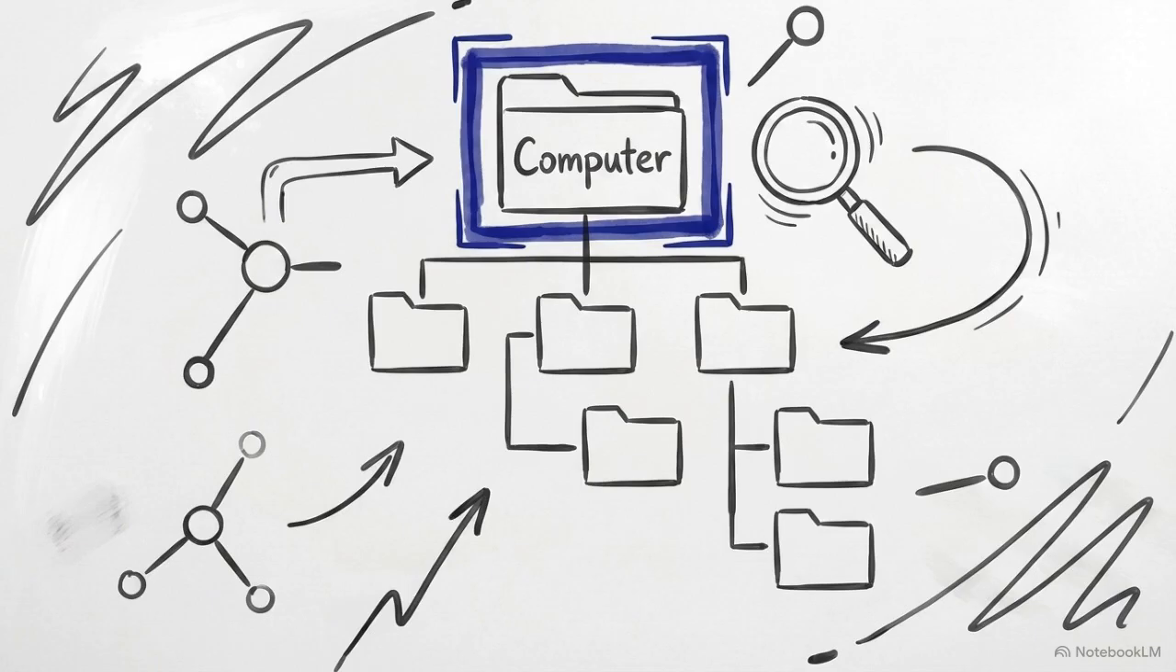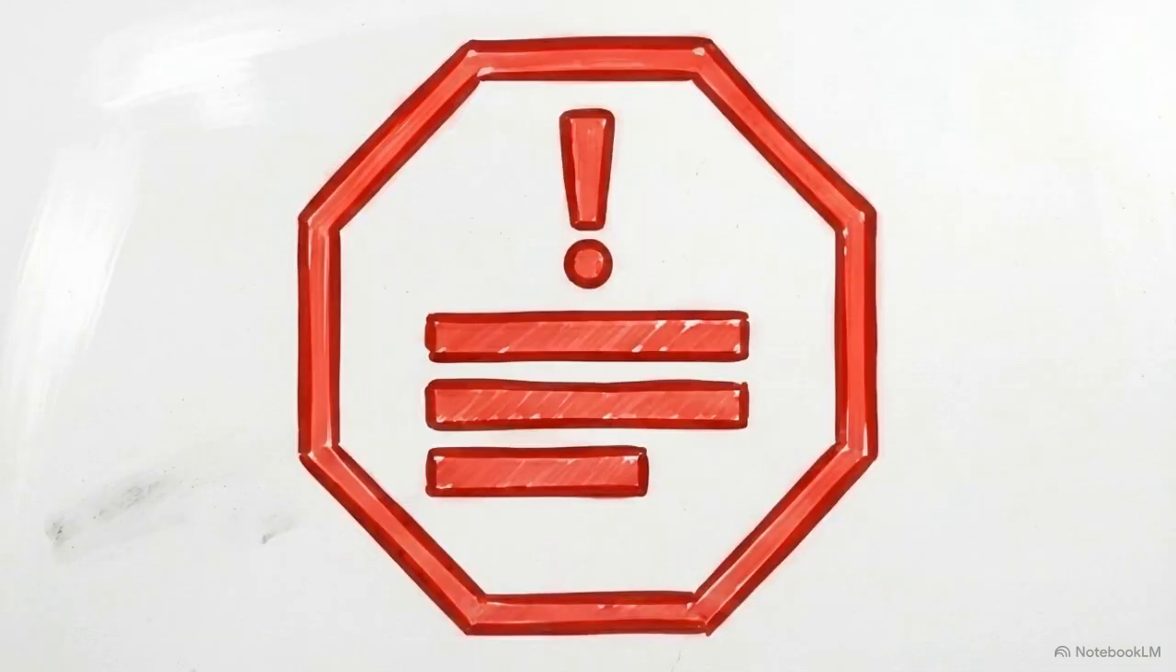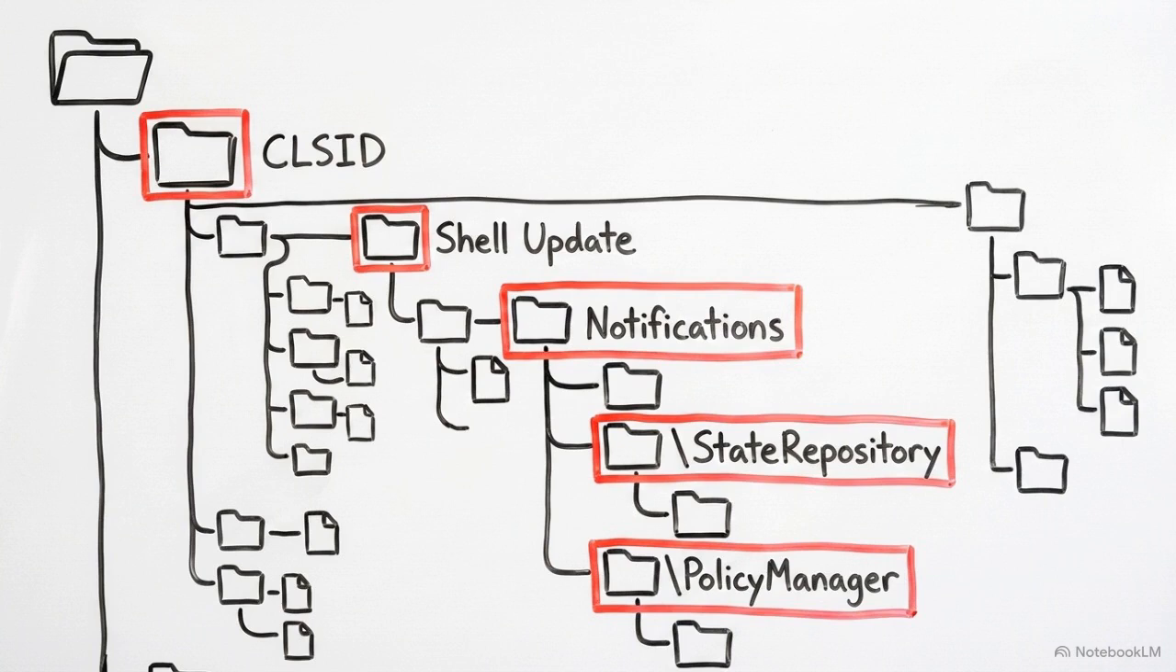Now we execute the purge. Select the very top folder in the registry tree, Computer, and press F3 to open the search tool. This warning is critical. Deleting the wrong files here can cause severe data loss. You must search exclusively for the exact keyword, SoftLanding. This layout shows the 5 specific registry paths we are targeting. The malware scatters its components across CLSID, shell update, notifications, state repository, and policy manager.